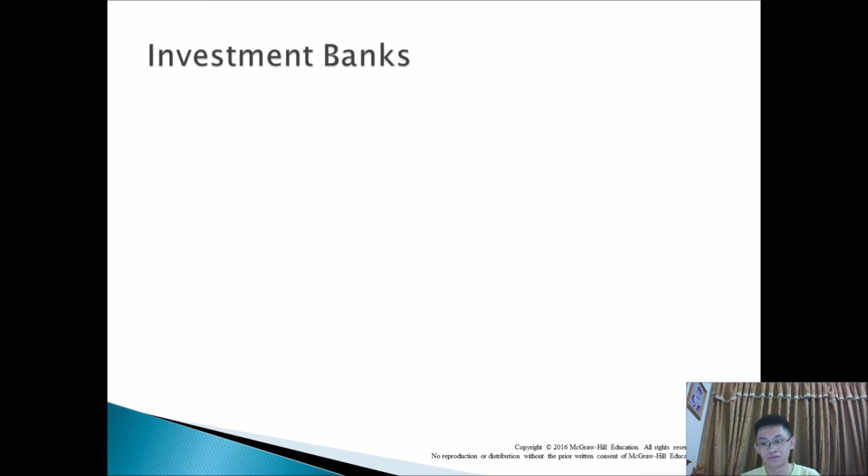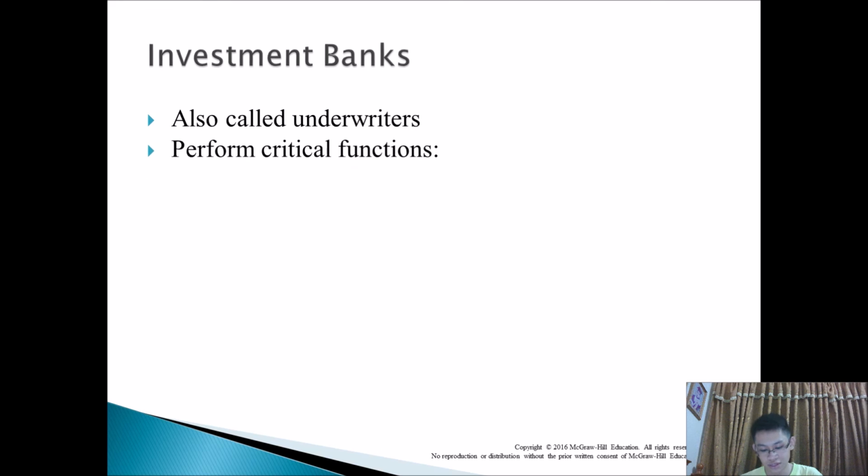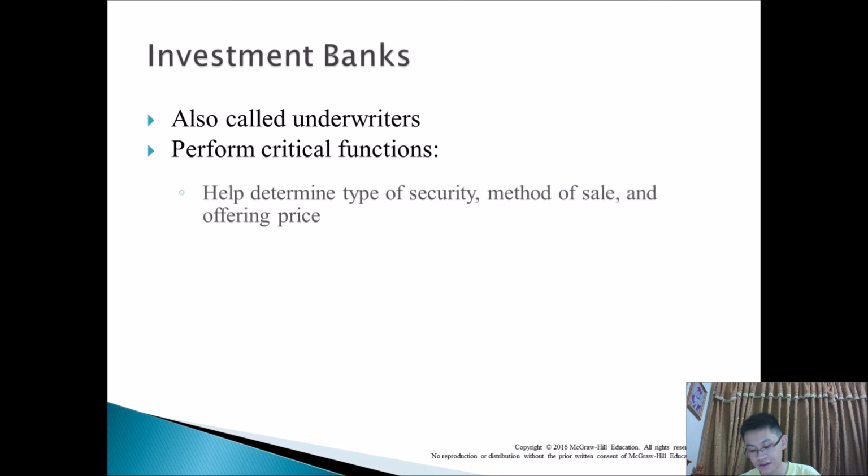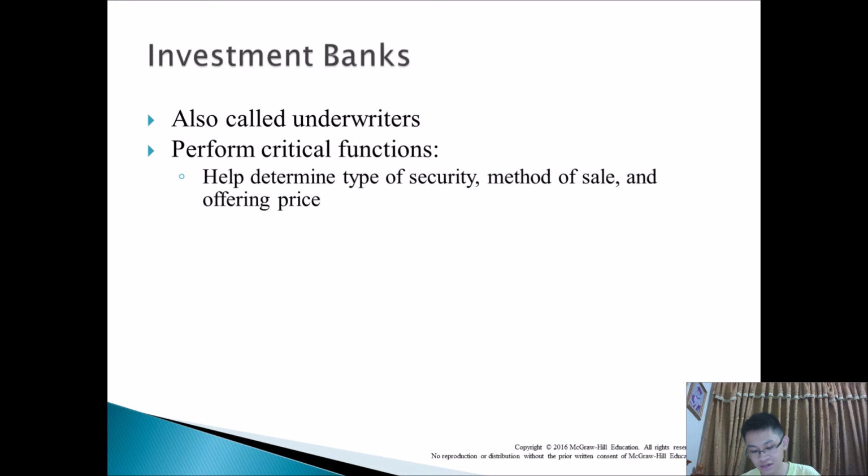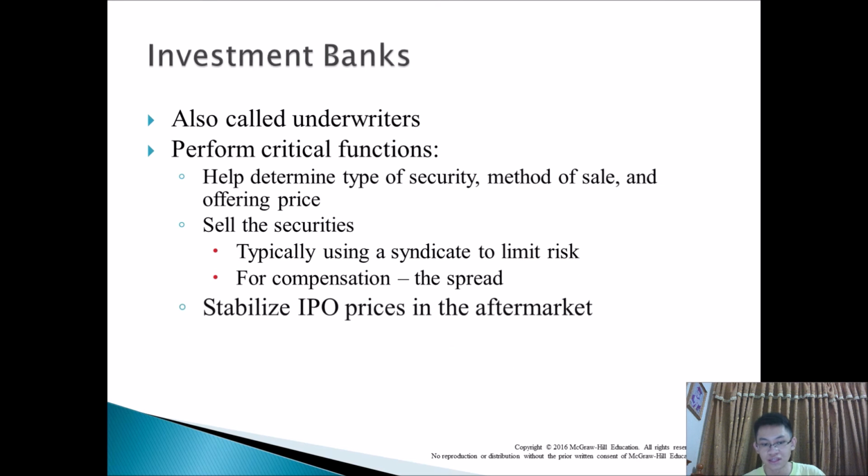Next, we talk about the role of investment banks, also known as underwriters. They are the heart of new security issues. They provide advice, market the securities, and underwrite the process. They also accept the risk that the market price may fall between the date the offering price is set and the time the issue is sold. An investment banker's success depends on their own reputation. Also, they help to stabilize the IPO price in the aftermarket.